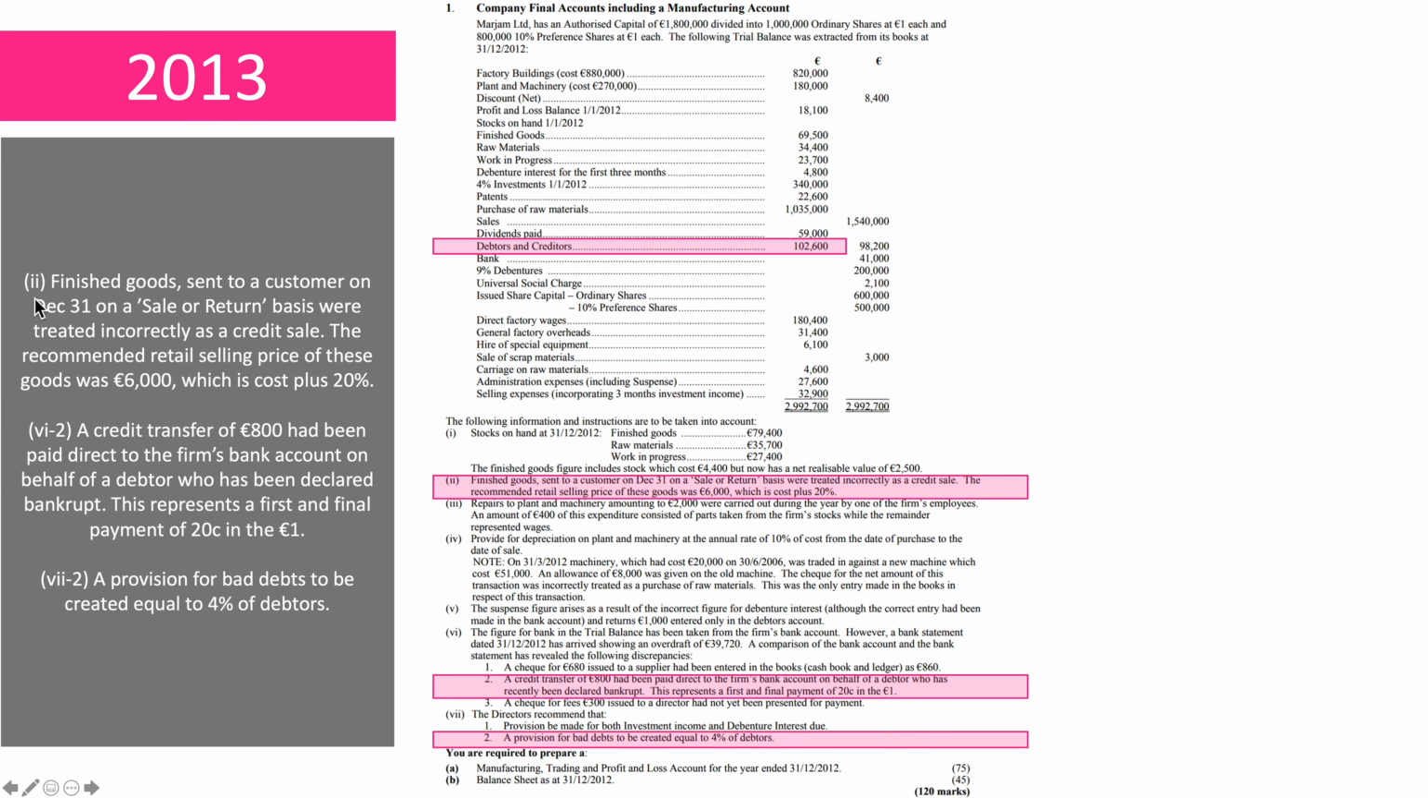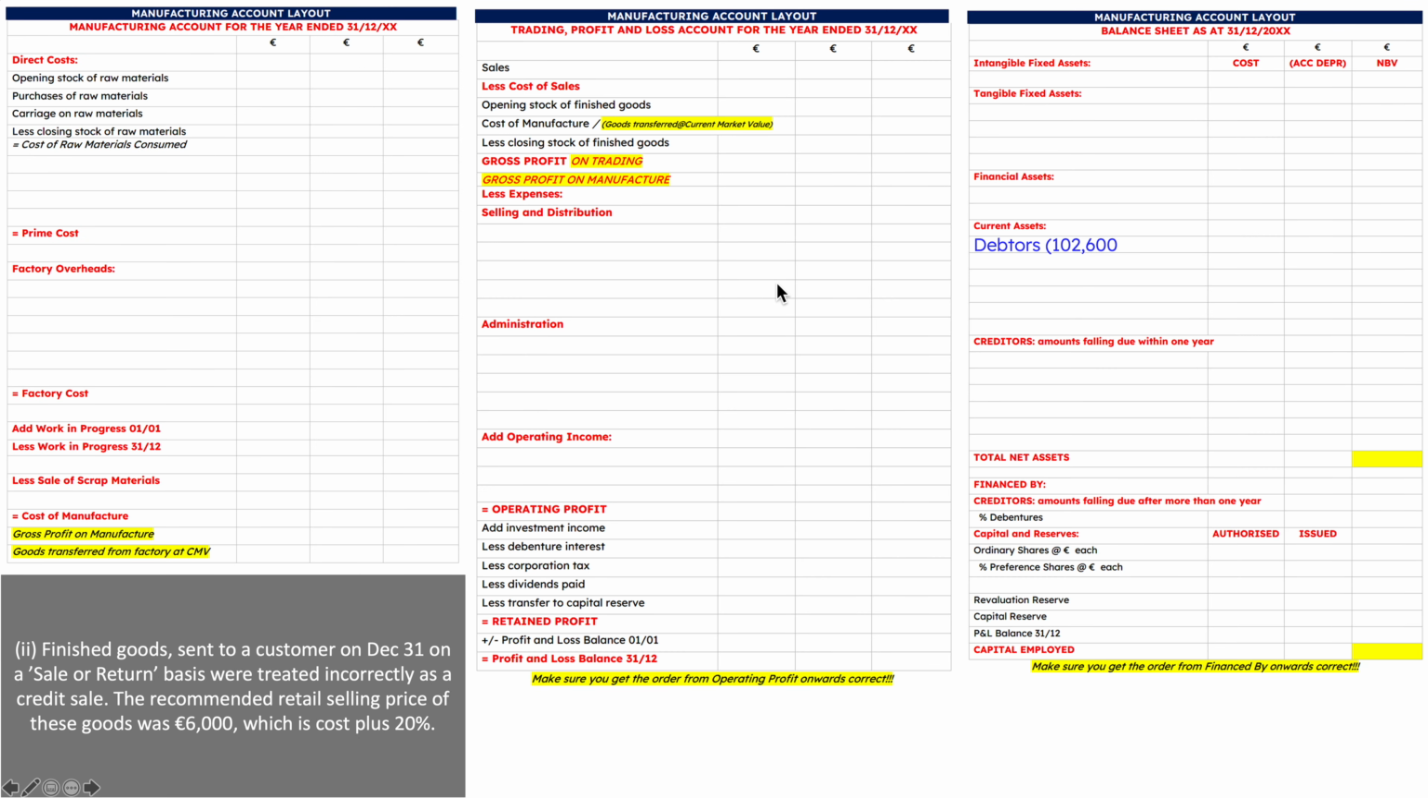Right, 2013, note 2. Finished goods sent to a customer on the 31st of December on a sale or return basis were treated incorrectly as a credit sale. The recommended retail selling price of these goods was €6,000, which is cost plus 20%. Note 5 part 2. A credit transfer of €800 had been paid direct to the firm's bank account on behalf of a debtor who has been declared bankrupt. This represents a first and final payment of 20 cents in the €1. And then 7 part 2. A provision for bad debts to be created equal to 4% of debtors. Okay, so let's get started.